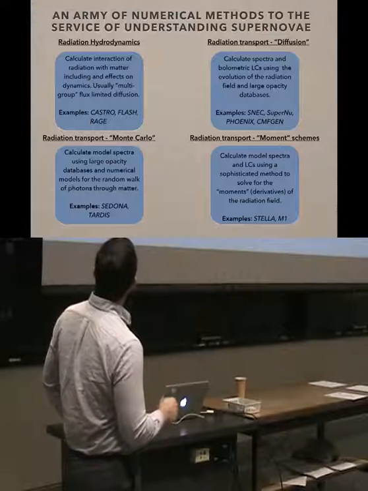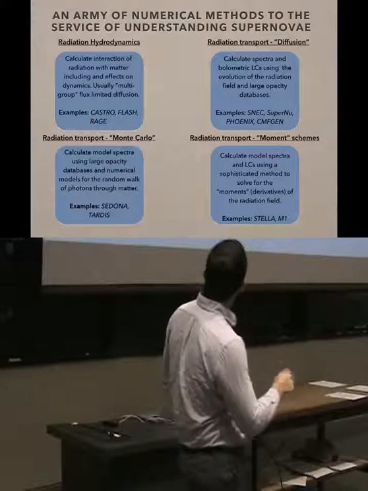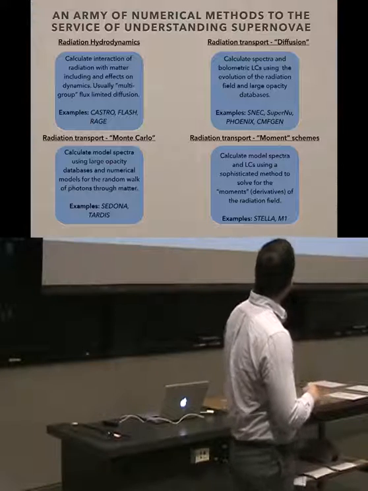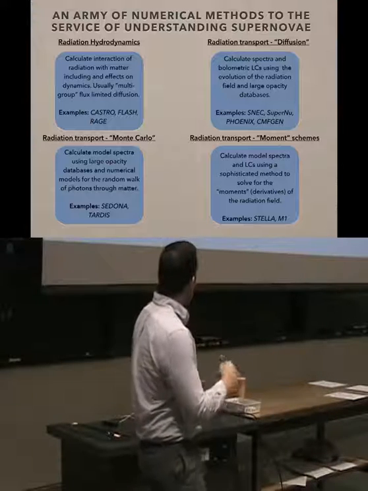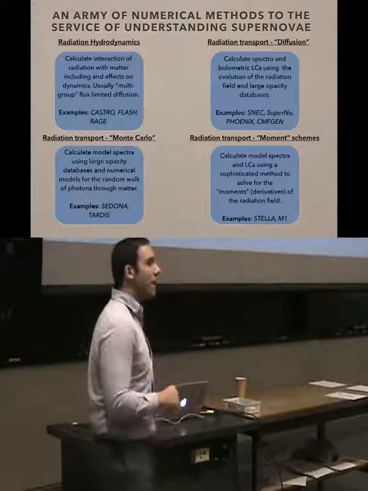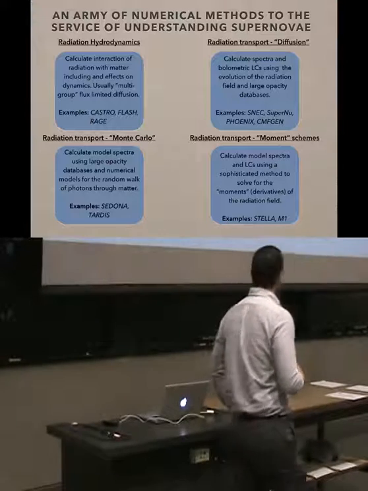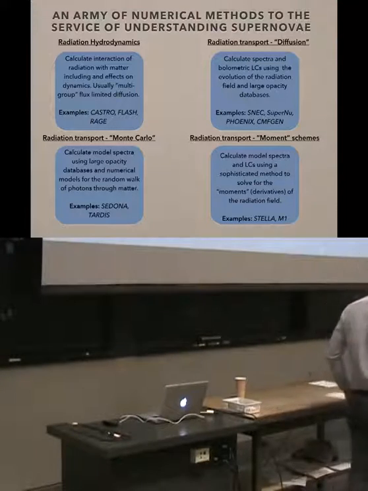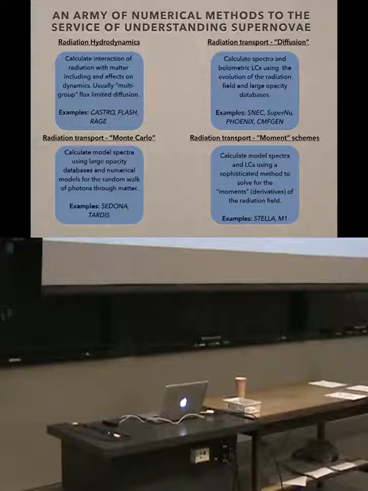But one thing, if you go online and try to Google all these names of these codes, you will immediately discover that out of all these, there's probably like 2 or 3 that are publicly available. So you can download FLASH and run it. If you knew how to do it, it's going to be a big learning curve before you know how to do it. But you can download and do some simple radiation hydrodynamics. You can download SNEC and model some simple light curves. And you can download TARDIS and model some simple spectra.